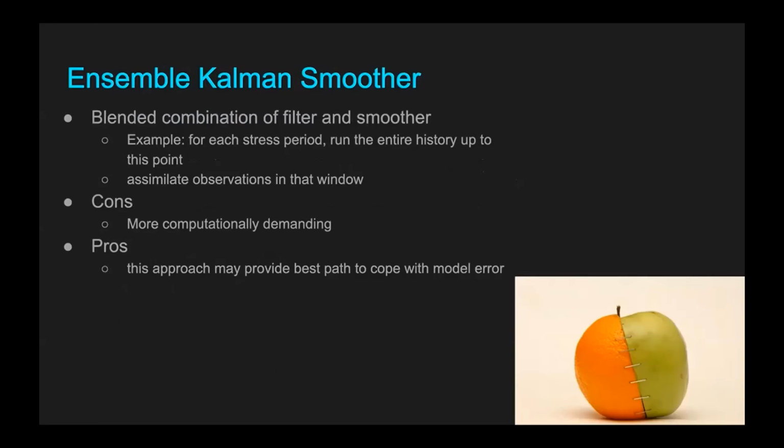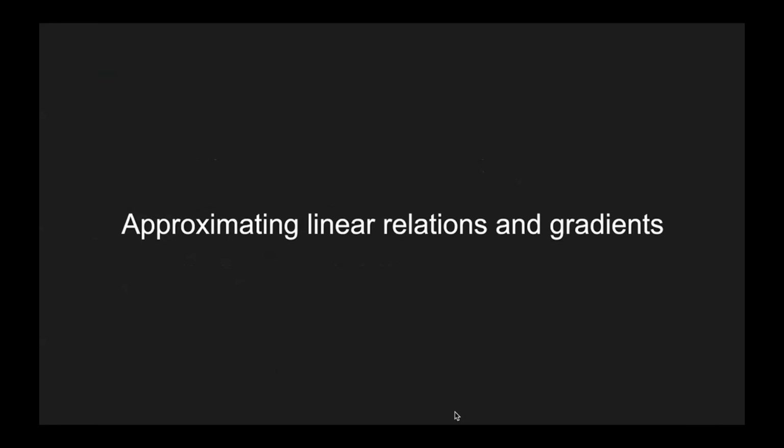Now the third algorithm is the combination of the two, and it's referred to as the ensemble Kalman smoother. In the Kalman smoother, for each stress period, if we continue with our MODFLOW example, we run the model from the beginning to the current stress period and assimilate all observations that have occurred. This is in contrast to the filter where we run one stress period at a time. Because of this, it's more computationally demanding, but the ensemble Kalman smoother may be optimal in terms of its ability to close the predictive loop and account for model error phenomena.